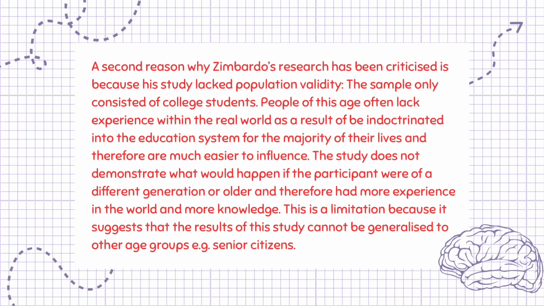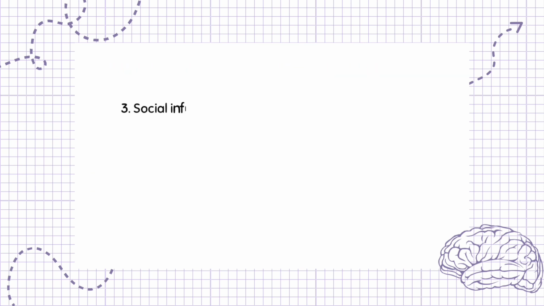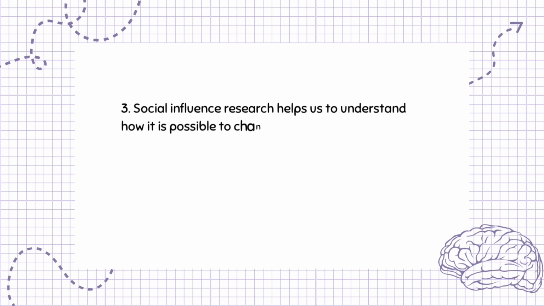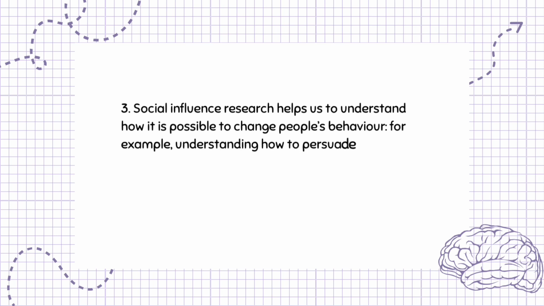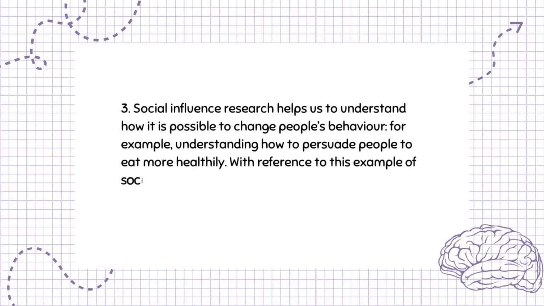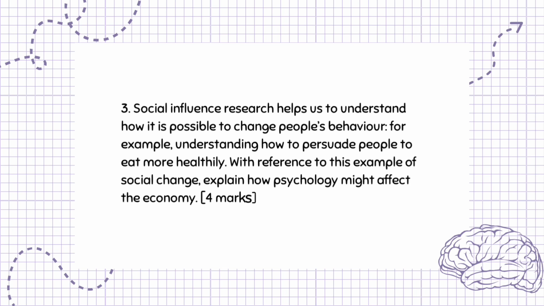Question 3. Social influence research helps us to understand how it is possible to change people's behavior, for example, understanding how to persuade people to eat more healthily. With reference to this example of social change, explain how psychology might affect the economy. 4 marks.